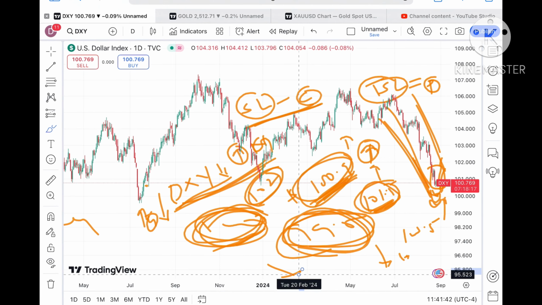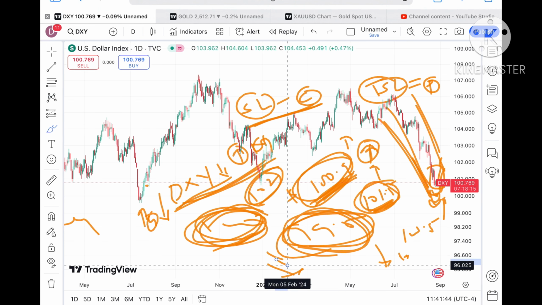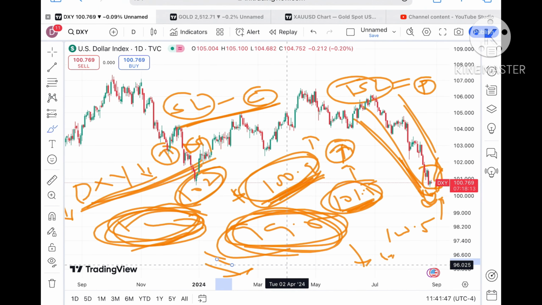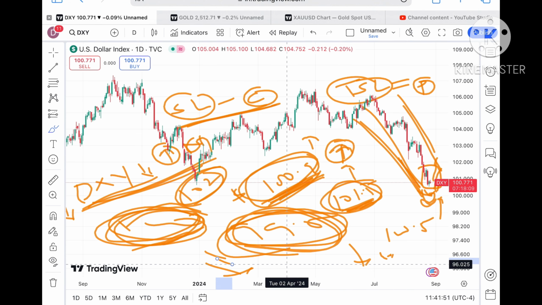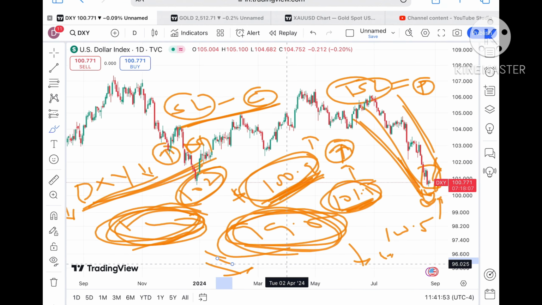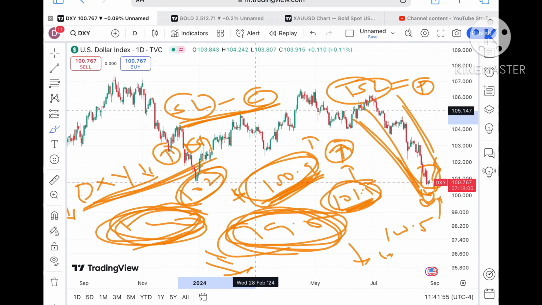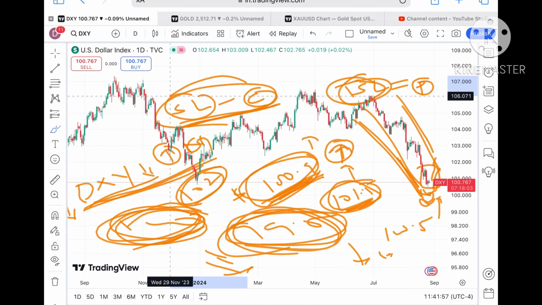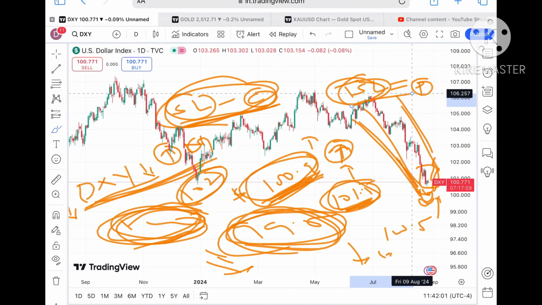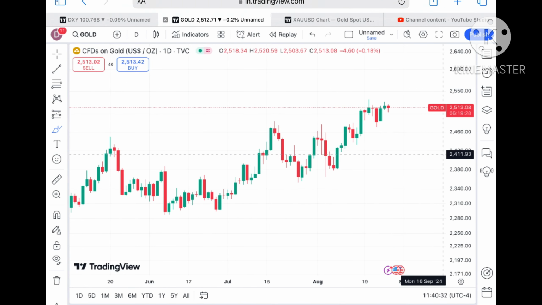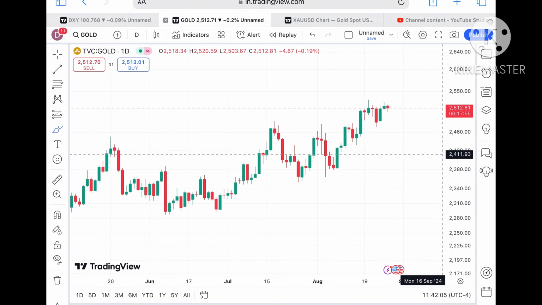Okay, so if the dollar index starts going down, we will see the gold price will go up. Similarly, if the dollar index starts going upside, we see the gold price will come down. But if both move in one direction, then you have to follow these rules. You have to put your SL whenever you start your trade, and trail your SL if you are in profit. Okay, that will save your profit.